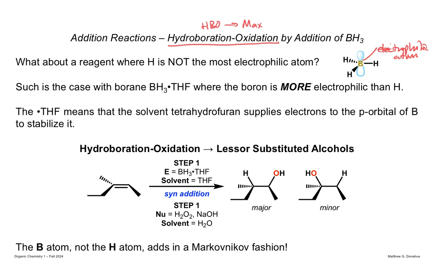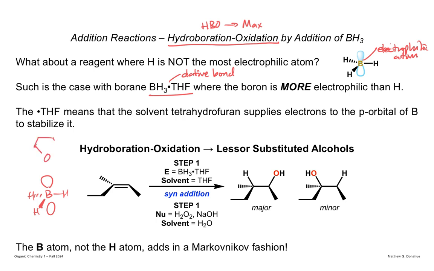The reagent is typically sold as BH3 and then this dot. You might recall from Gen Chem that the dot means a dative bond. And so THF is a solvent. What it looks like is BH, H, H. You have that empty p orbital. That reagent's pretty reactive, and so the THF just forms a complex with it.